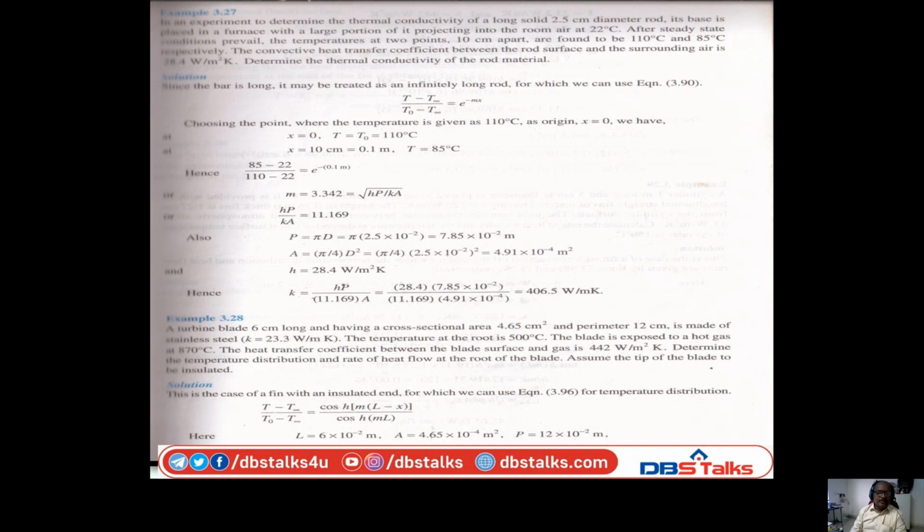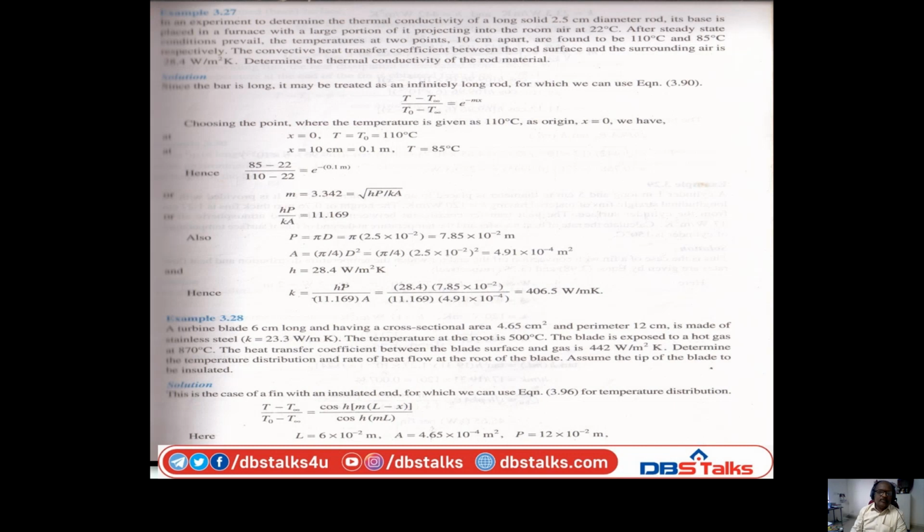So if you substitute in this equation, you can calculate the K value. K is nothing but thermal conductivity. First of all, in this problem, we identified that it is a long fin. For a long fin, we use either the temperature distribution equation or the heat transfer equation. Generally, if we write both equations, we'll get a clear understanding.